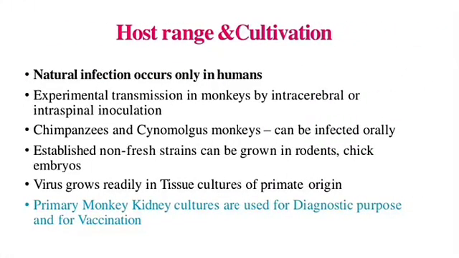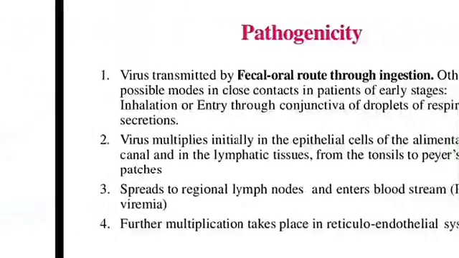Host range and cultivation. Natural infection occurs only in humans. Experimental transmission in monkeys is by intracerebral or intraspinal inoculation. Chimpanzees and cynomolgus monkeys can be infected orally. Non-neurotropic strains have been established that can be grown in rodents and chick embryos. The virus grows readily in tissue culture of primate origin. Primary monkey kidney culture is used for diagnostic purposes and for vaccination.